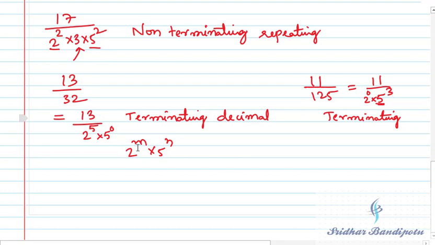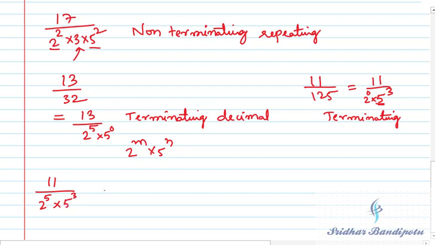Now here one more type of question will be asked, like after how many decimals it terminates. The question will be asked, if it is a terminating decimal, then after how many decimals it terminates. Well, let's take an example, 11 by 2 to the power of 5 into 5 cube.